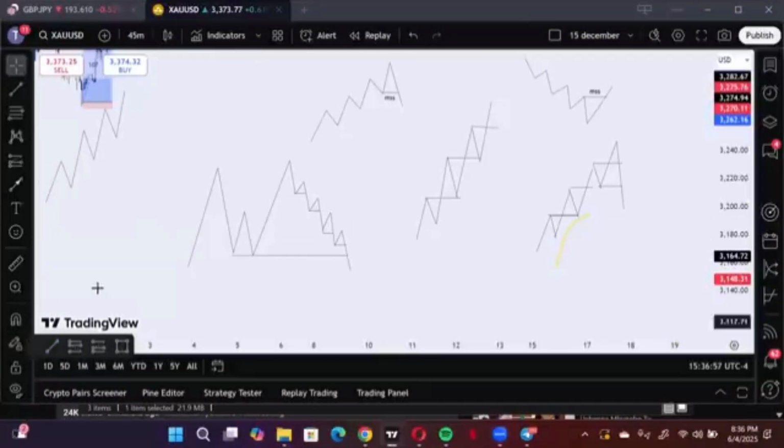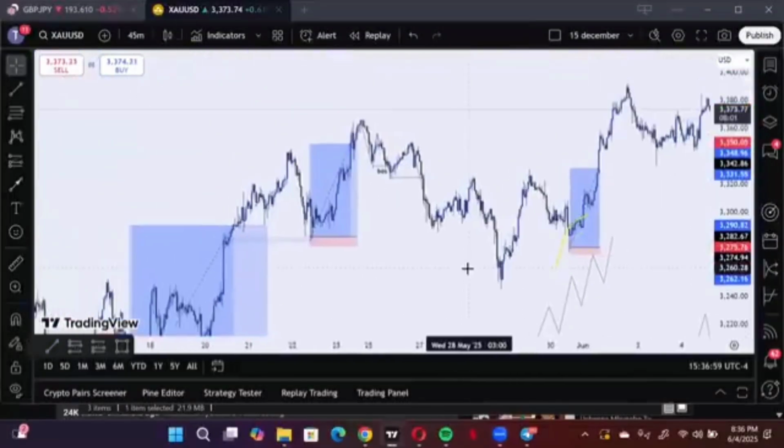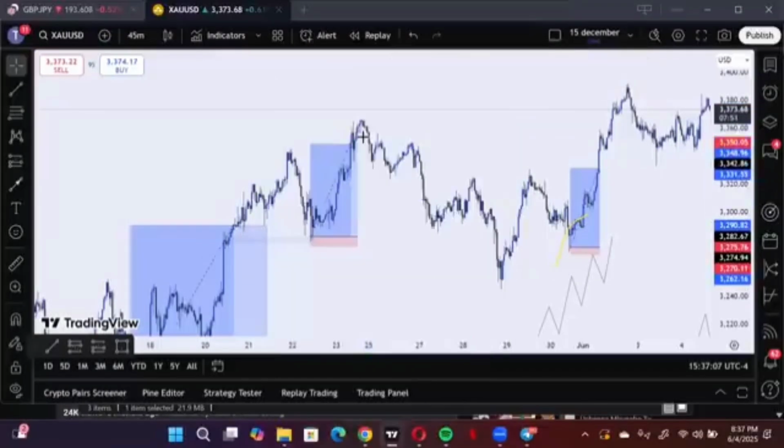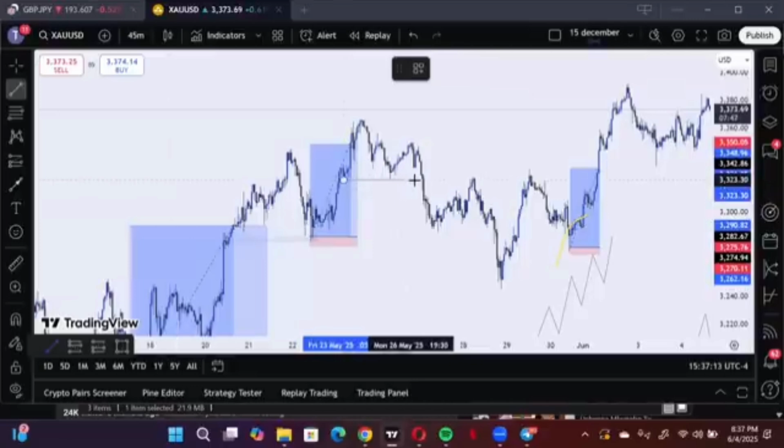For example, here on this chart, we had the market on a downtrend, and as the market was on a downtrend, these are our previously existing support zones. We have this support here. This is a support level. You guys can see, if you know support and resistance, this is what a support level is.